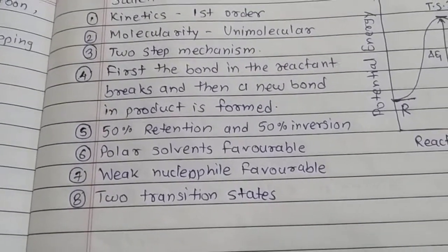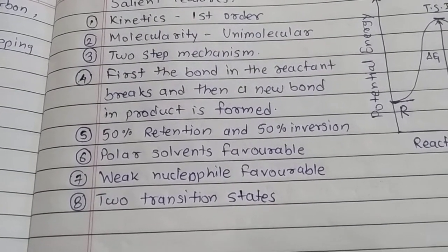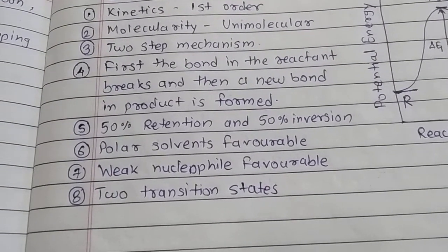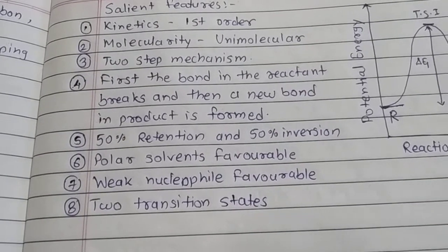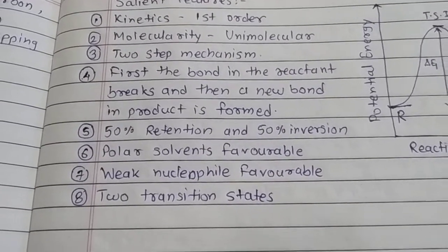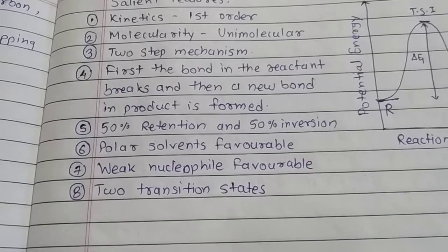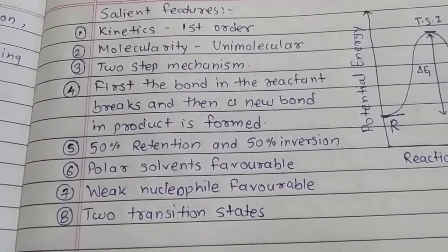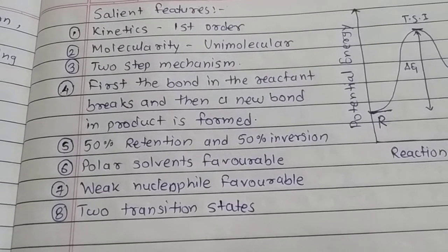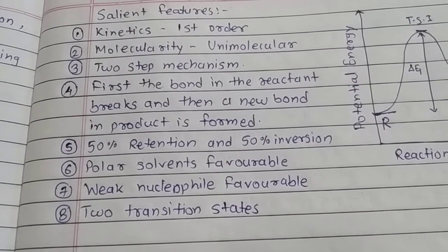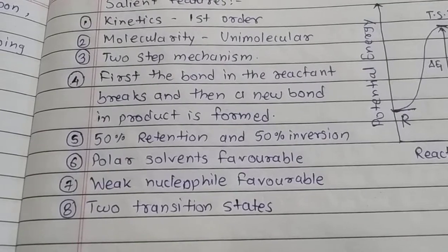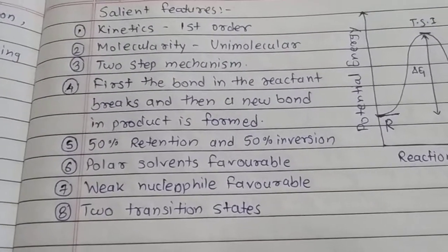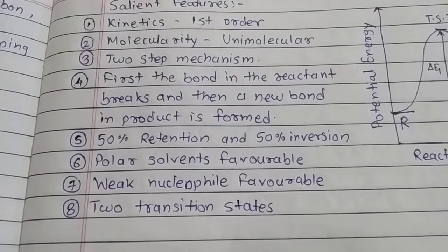And the SN1 reaction takes place in polar solvents. So in polar solvents which contain hydrogen, the SN1 reaction takes place. For this reaction a weak nucleophile is required, no need of a strong nucleophile. In the presence of a weak nucleophile also we can do this reaction. And there are two transition states involved in this SN1 reaction. So that's all about SN2 and SN1 reactions.